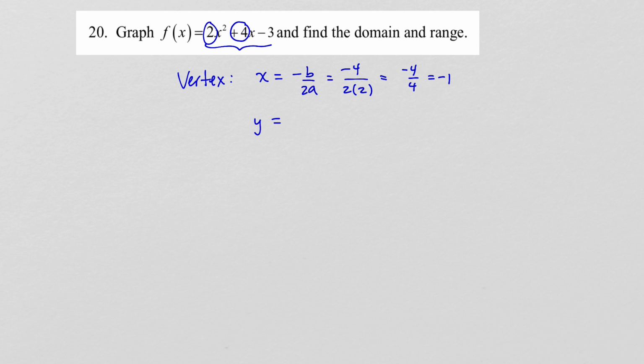And then the y-coordinate of the vertex can be found by taking the x-coordinate and plugging it in. So we're going to have 2 times negative 1 squared plus 4 times negative 1 minus 3.